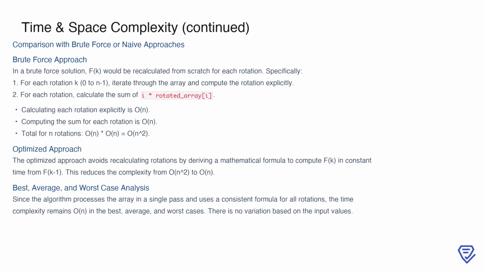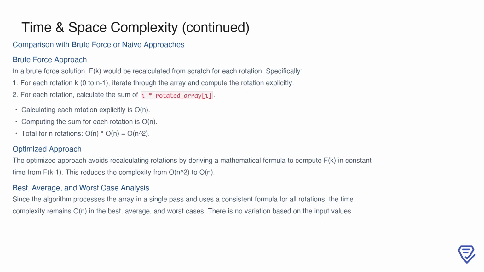When comparing the optimized approach to a brute force solution, the efficiency becomes even more evident. A naive method for solving the problem would recalculate f(k) from scratch for each rotation. This involves explicitly generating every rotated version of the array, which takes O(n) time per rotation, followed by calculating the sum by multiplying the elements of the rotated array, another O(n) operation. With n total rotations, the brute force solution has a time complexity of O(n) for rotations multiplied by O(n) for sum calculations, resulting in O(n squared).